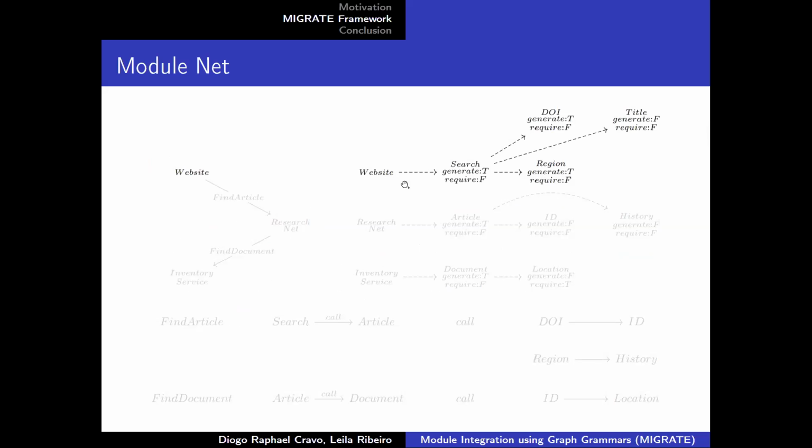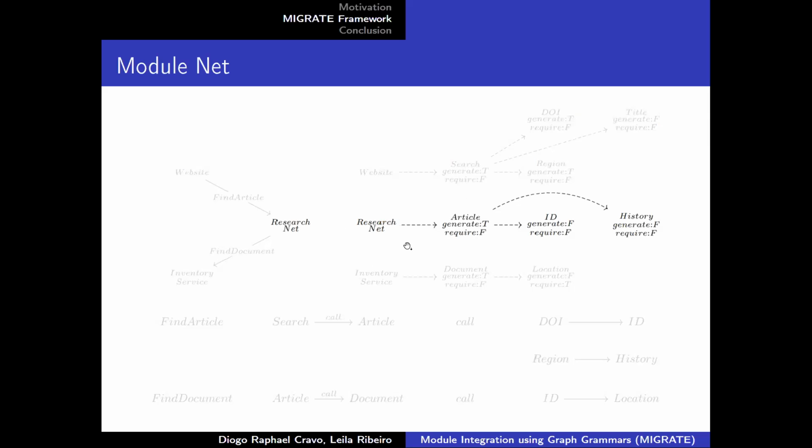The module website is composed of the resource search, and this resource is composed of the attributes DOI, title, and region. And under each of the resources and the attributes, we have generate, which is either true or false, and it means that the value of this attribute or even this resource is generated by something external to the module net. And the require similarly is also true or false. It means that the value of this attribute or resource is needed to perform some operation which is not specified in the module net.